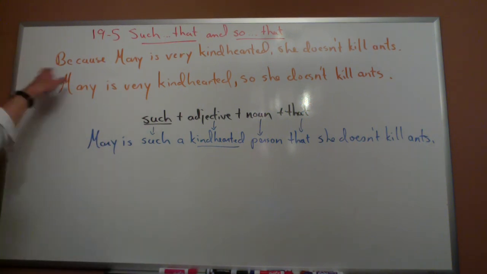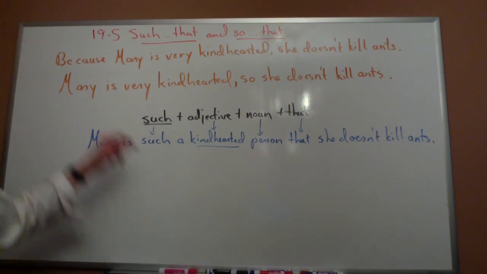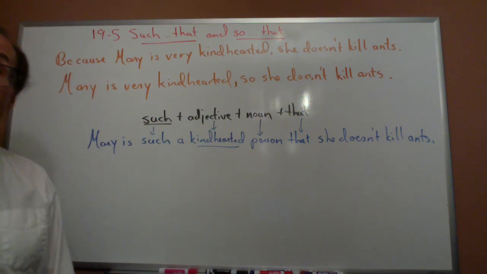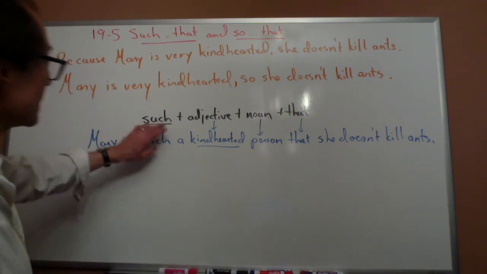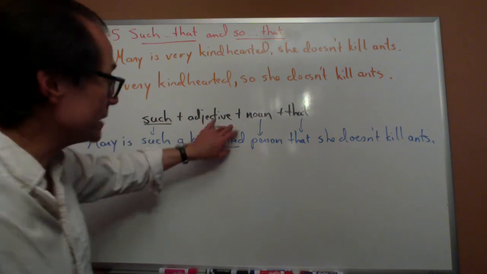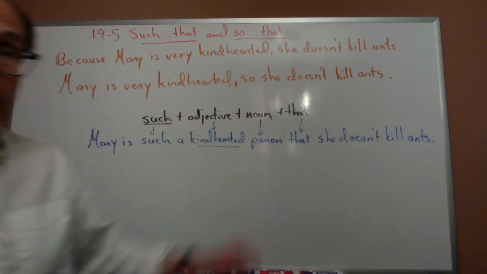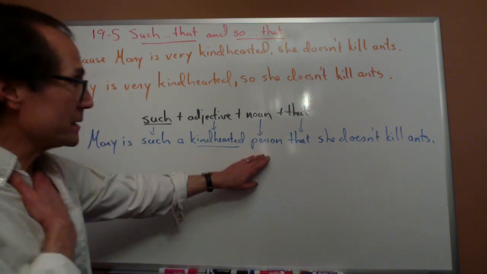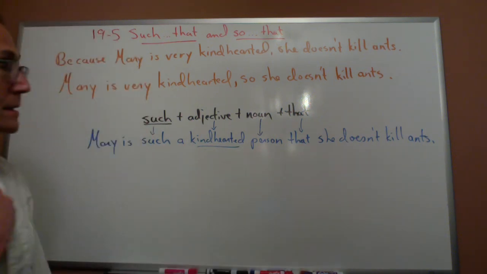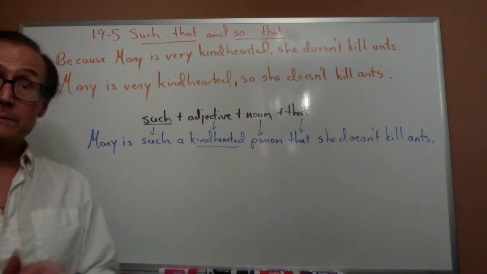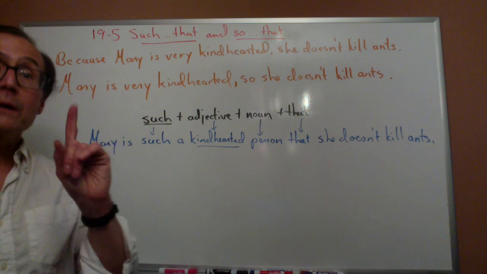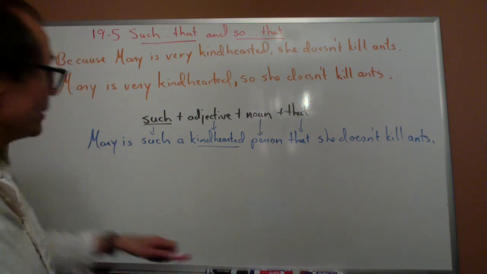I could say, because Mary is very kind-hearted, she doesn't kill ants. Or, Mary is very kind-hearted, so she doesn't kill ants. I can also say the same thing by using such plus adjective plus noun plus that. And I can say, Mary is such a kind-hearted person that she doesn't kill ants. Hope that's good. Let me put another one up on the board.